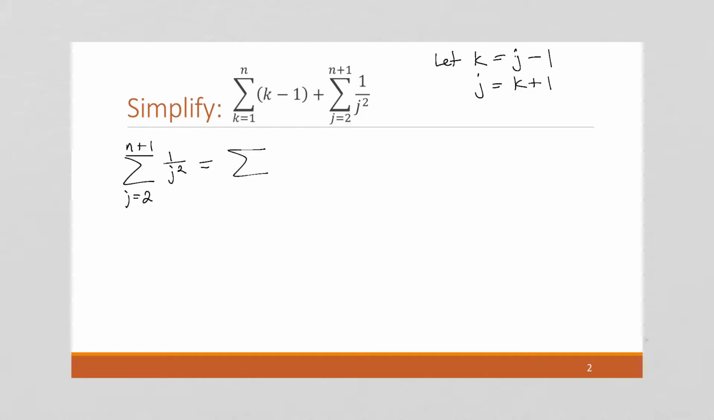So I'm going to do step 1, which is look at my bounds. So my lower bound, we have here that j equals 2, and I want to use this equation up here to substitute. So this becomes k equals 2 minus 1 equals 1. So our lower bound is going to be k equals 1.